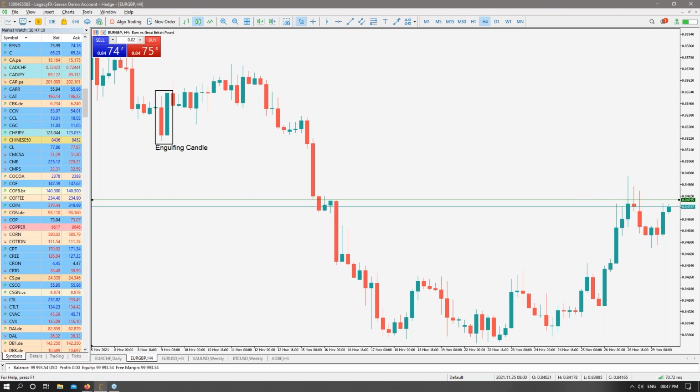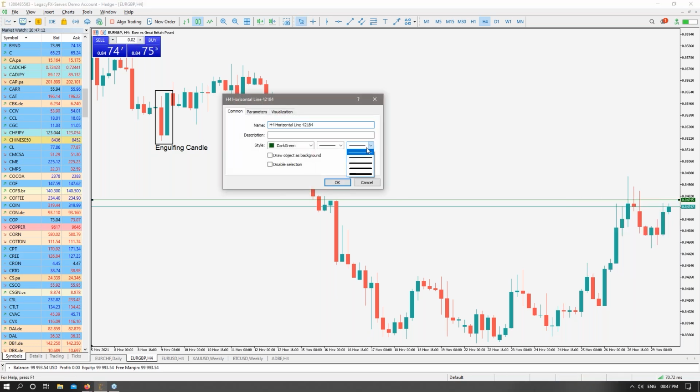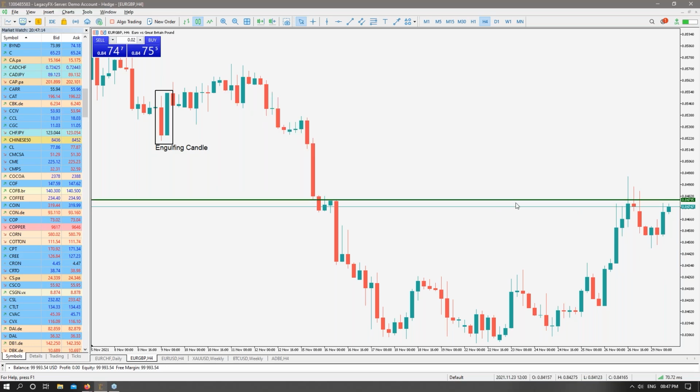Different topic. Okay, so the engulfing candle is pretty much very, very simple. You have one candle that is much bigger than the previous candle, of the opposite color, and completely swallows whatever the previous candle did. That is usually your indication.